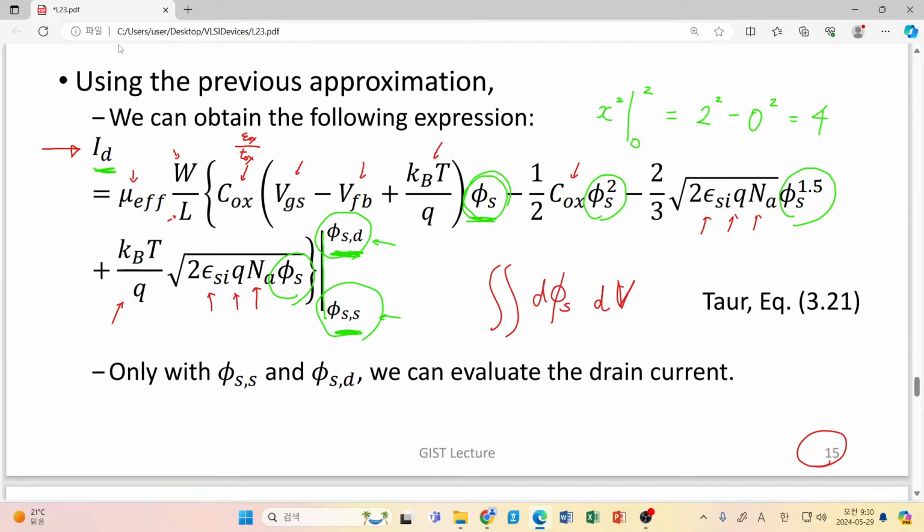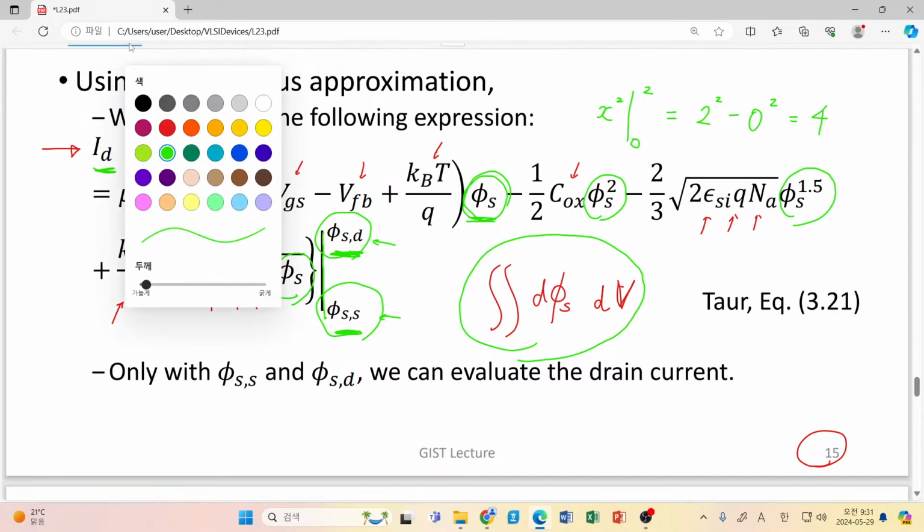So to some of you, maybe you may think, wow, even though the instructor, myself, explained quite a lot, it seems too complicated. But when we consider the difficulty or complexity of our original double integration, it is just nothing. There is no integration involved. What we have to do is just to evaluate this seemingly long expression with given numbers, phi s at the source side and phi s at the drain side.